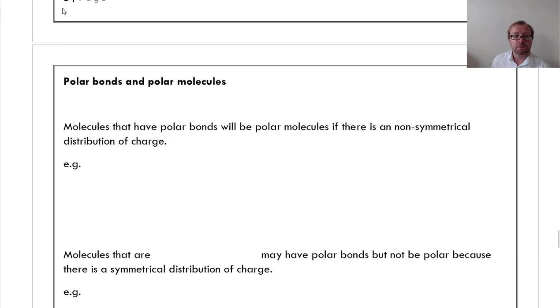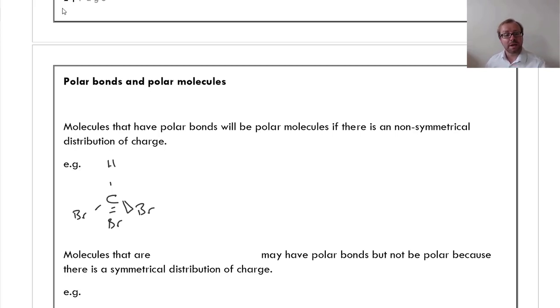So molecules that have polar bonds will be polar molecules if there is a non-symmetrical distribution of charge. Okay, so what do I mean by that? Let's draw something. Draw tribromomethane. Okay, so this is a symmetrical shape. However, this is a polar molecule. Well, why? The answer is because there is a non-symmetrical distribution of charge.